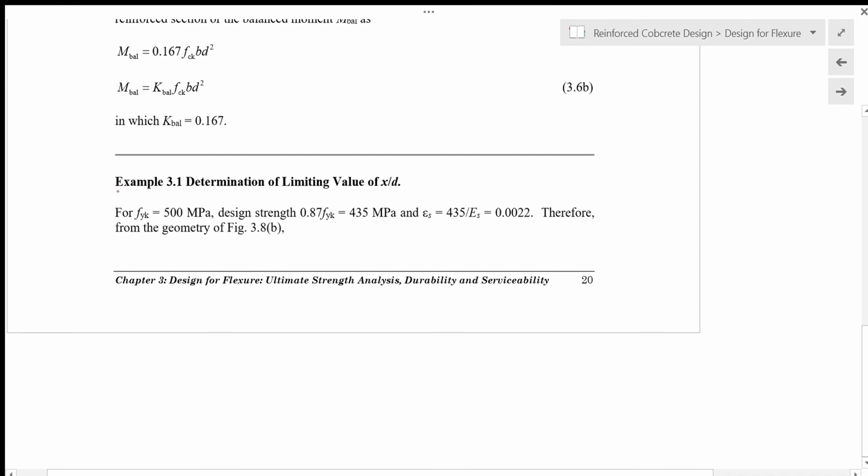And now we want to look at an example. In this example, we're going to determine the limiting value of x over d. In this case, we take fyk equal to 500 megapascal, meaning that 0.87 fyk is equal to 435 megapascal. That gives us the strain in the steel as 0.0022. Normally the steel Young's modulus, we take as 200 gigapascal.